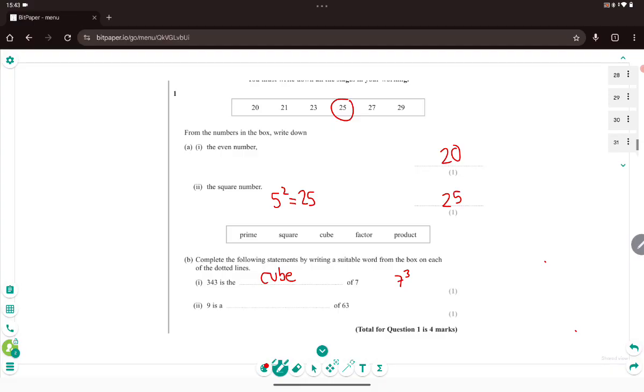9 is a something of 63. Well, 63 is in the 9 times table, so 9 is a factor because it divides into 63 exactly with no remainders.